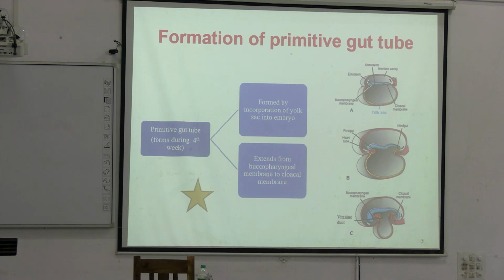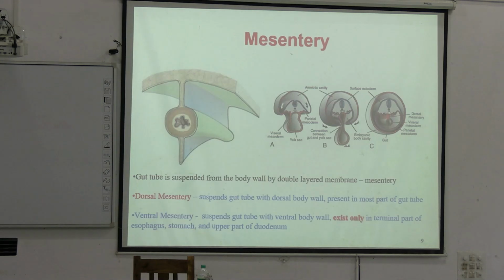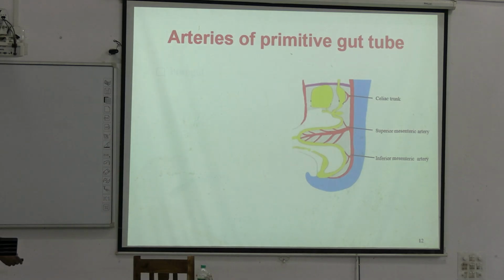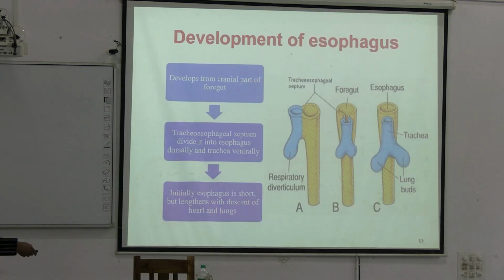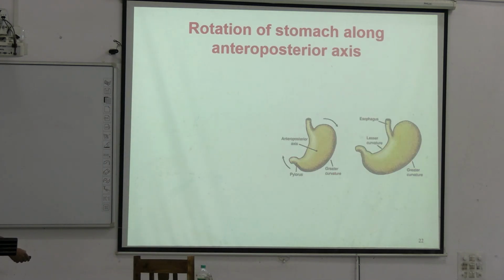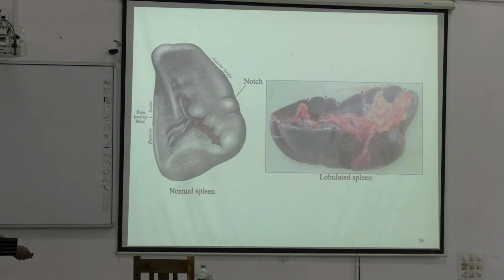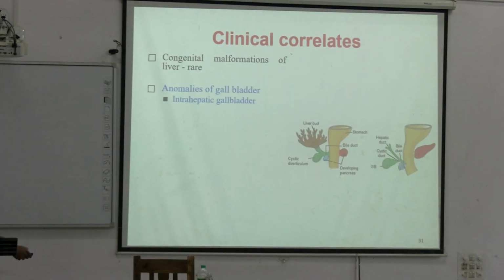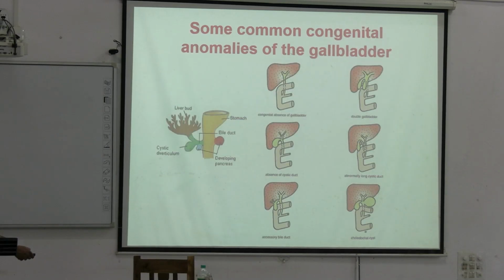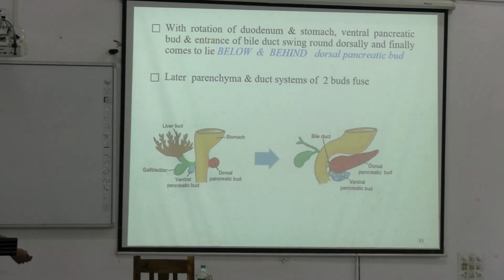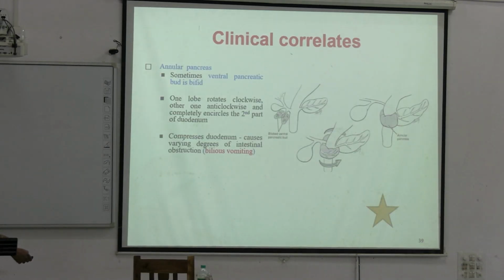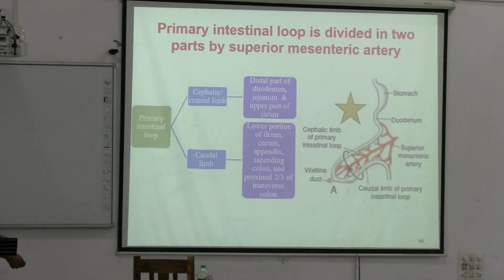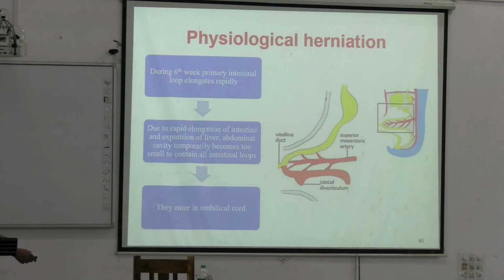In the middle portion of this gut, we have learned that the midgut herniates out. We call this physiological herniation of the midgut tube, or the primitive intestinal loop, or PIL. That particular loop goes out naturally and comes back during the developing phase of the embryo, between 6 weeks of life and 8 weeks of life. We learn about this phenomenon, known as physiological herniation of the midgut loop.